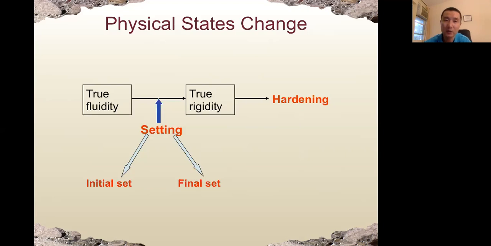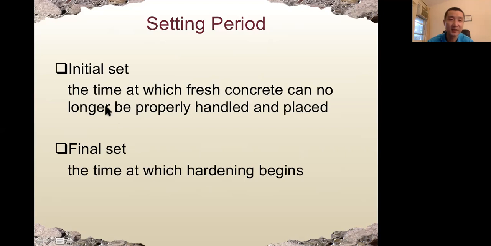So let's look closely at the chemical reaction between the compounds and water. During the process of the concrete transforming from fluid to a rigid structure, we have two important times: the initial set time and the final set time. The initial set time is the time at which the fresh concrete can no longer be properly handled and placed. So we need to mix the concrete, transport it to the job site, pour it in the formwork, compact it, and finish it before the initial set time, because after that the concrete cannot be properly handled and placed.